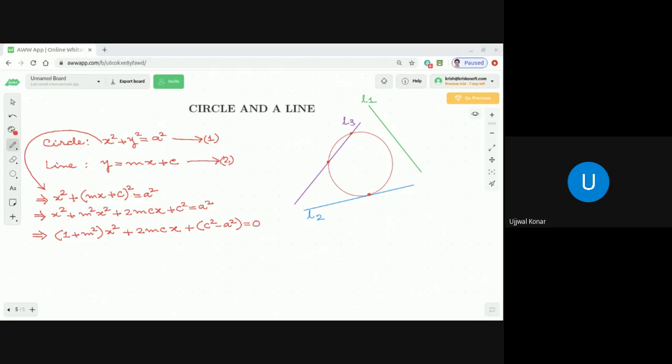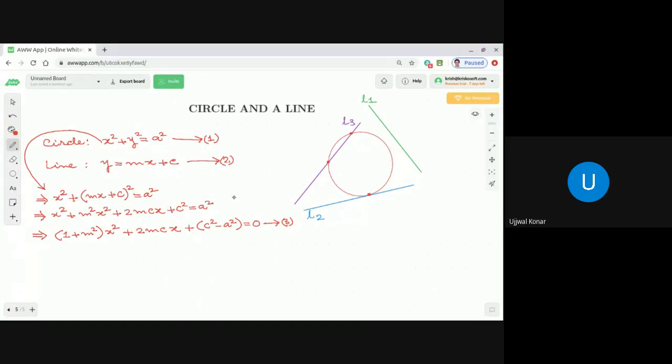we are going to find the discriminant of this quadratic equation. Why are we going to find the discriminant, dear students? Because suppose we give the name 3 to this quadratic equation. If this quadratic equation gives two distinct values of x, that means it has two distinct roots, we can say that we get two different values of x. That means the straight line is intersecting the circle at two different points, like L3.